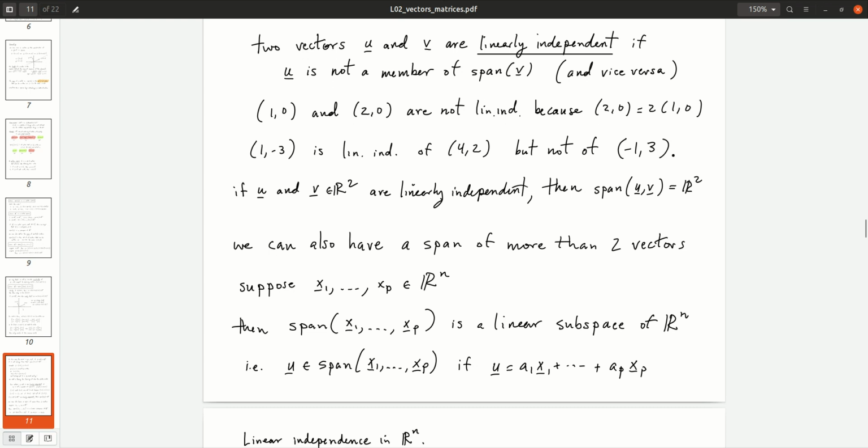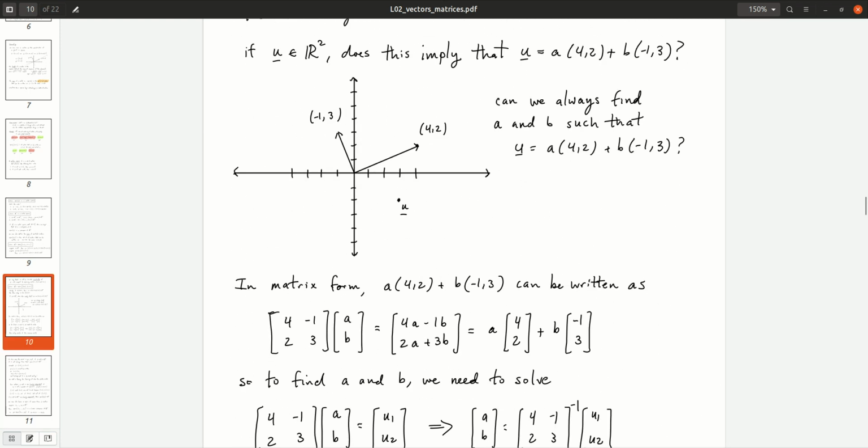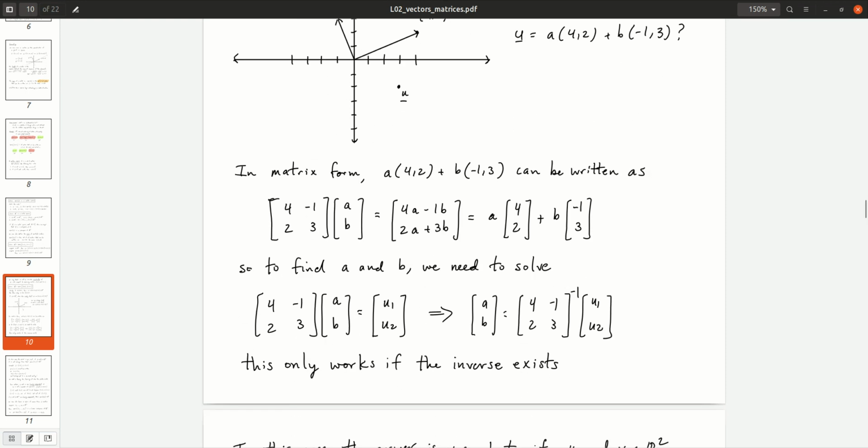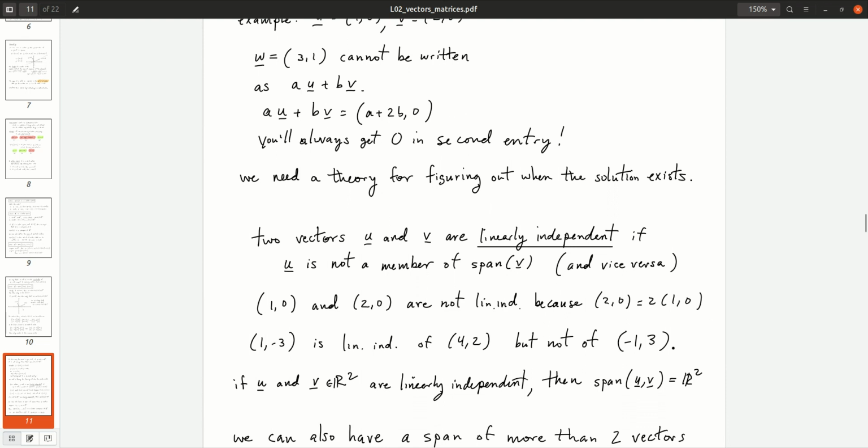Now (-1, 3) is linearly independent of (4, 2). To show you that, I'm just going to look at the picture we drew. Here's (4, 2). Here's (-1, 3). Remember, we can visualize the span of a vector as taking the vector and just extending the line infinitely in both directions. And this point here is not along this infinite extension of the vector (4, 2). And therefore, (-1, 3) is not in the span of (4, 2). And therefore, (-1, 3) is linearly independent of (4, 2).